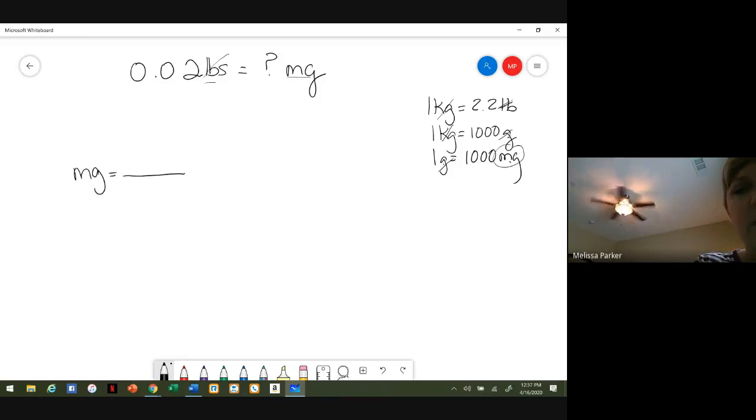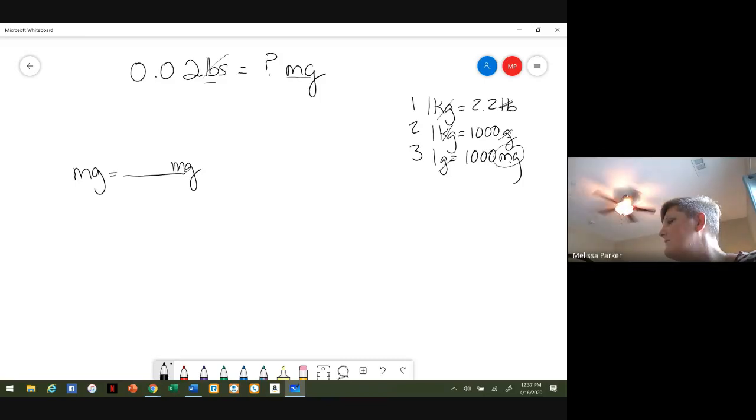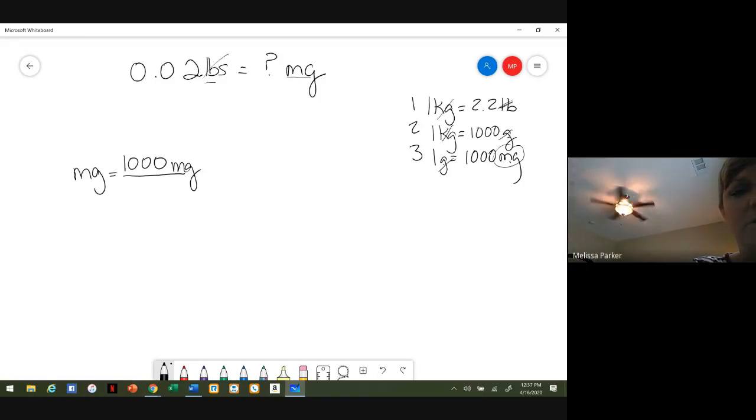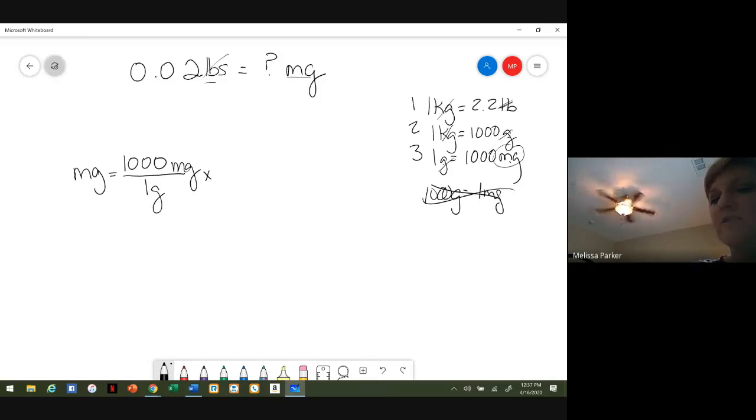And then looking at our conversions here, we know this is going to be milligrams. Which one am I plugging in here first? 1, 2, or 3? Yes, 3, right? So I'm going to put my 1,000 milligrams here and our 1 gram here. Because remember, whatever number is there, the unit has to stay with it. I can't put 1,000 grams is equal to 1 milligram. You can't do that. It changes the whole meaning. You have to keep those numbers together.